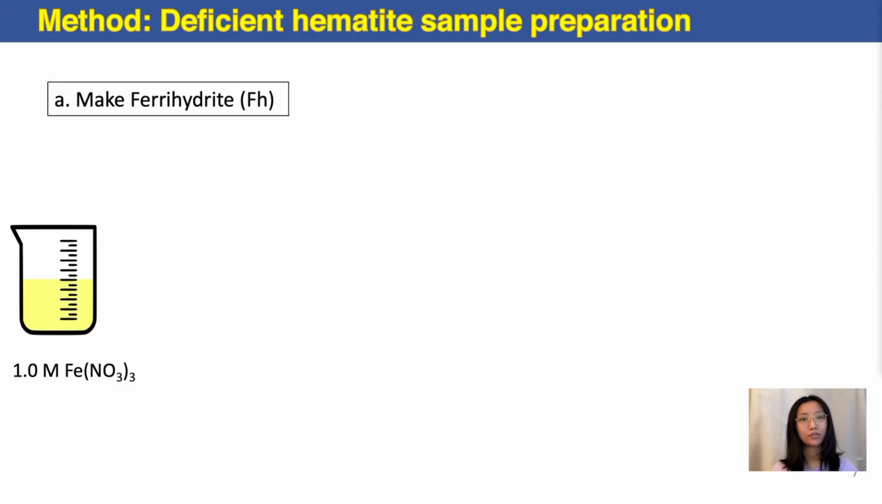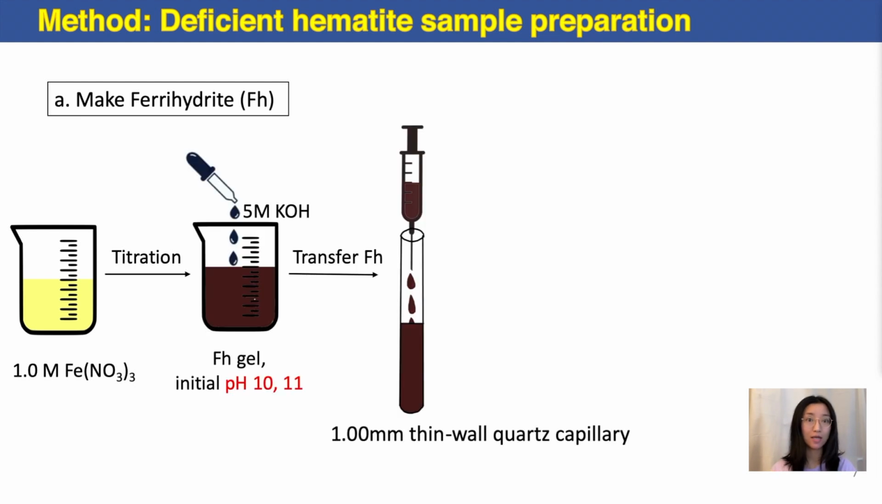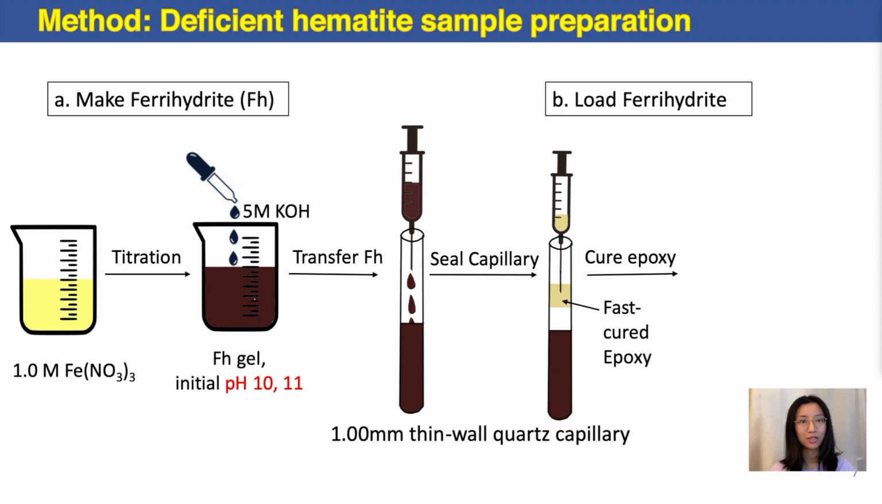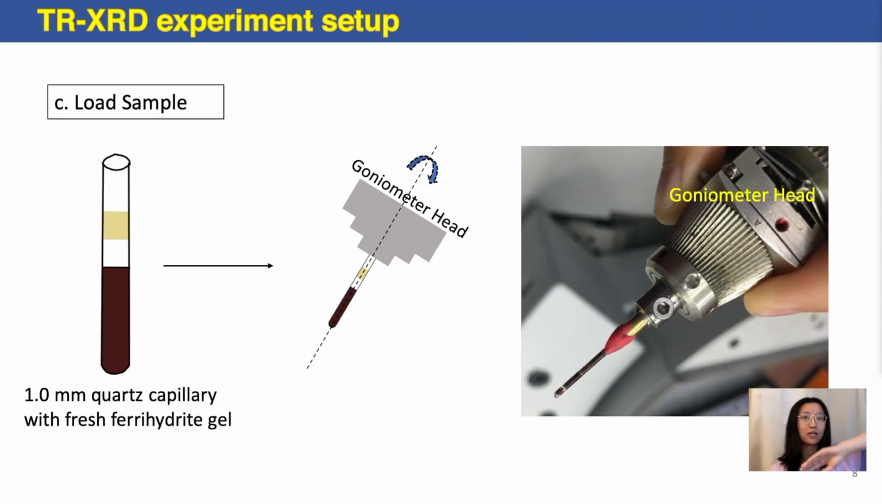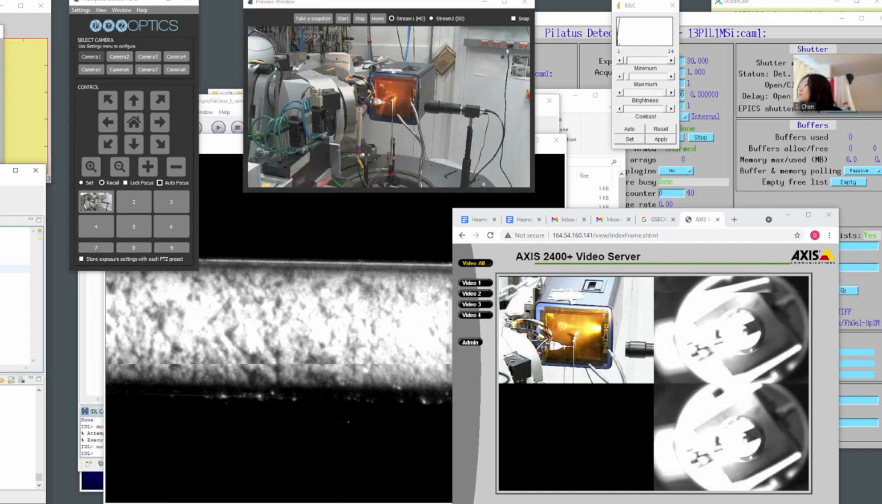Since the conversion from ferrihydrite is the most common pathway for hematite formation in low temperature and natural systems, I prepared the ferrihydrite by titrating 1 molar iron nitrate solution with 5 molar KOH to pH 10 and pH 11. Then I transferred the ferrihydrite gel into a thin-wall quartz capillary and sealed it. The goniometer head was rotated about 5 degrees as the reaction occurred.